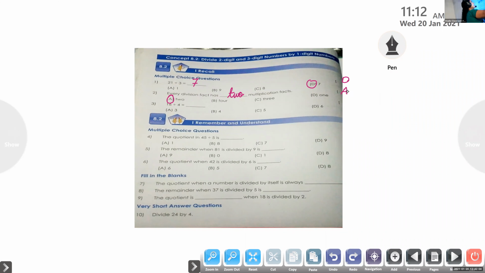So if you are writing the table, what into 4 you get 16? 4 4s are 16. Very good. So 16 divided by 4 is equal to 4. So option B, 4.